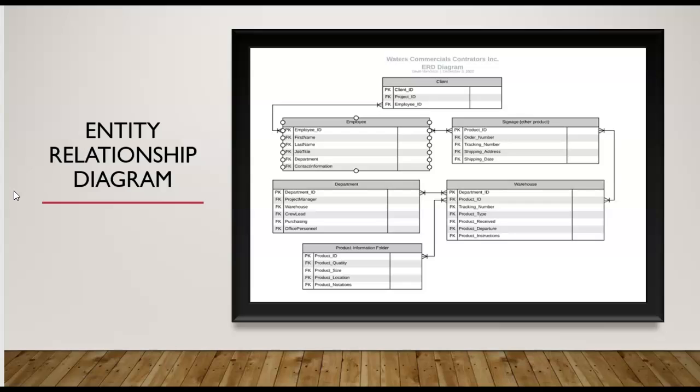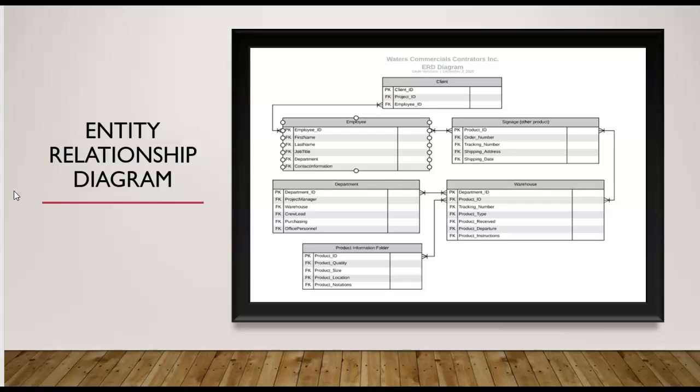What we're saying is whenever a new client emerges, they're going to be issued an ID. That client will then have a project ID established, and then the employee ID for any employees related to that project. That employee ID will connect to the first name, last name, job title, department, and their contact information. That employee ID will then connect to a product ID when they make an order.